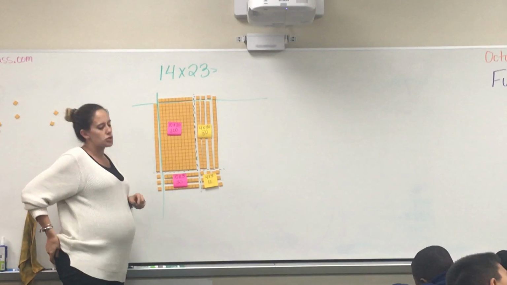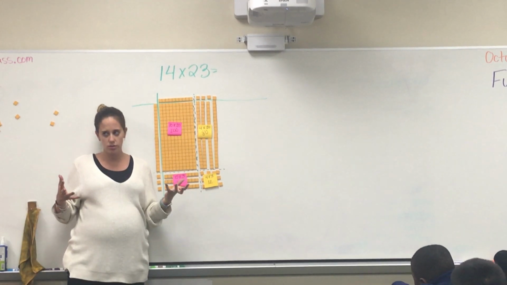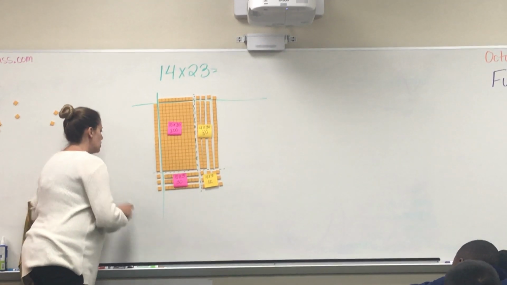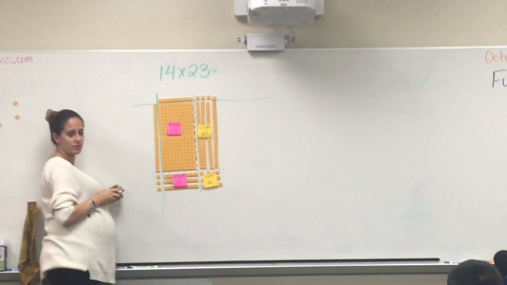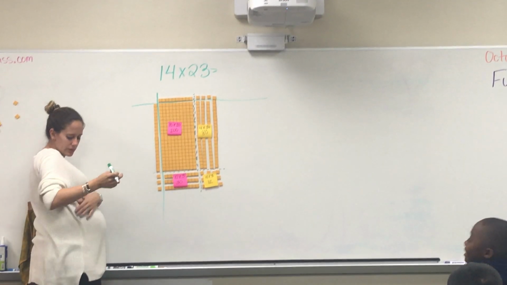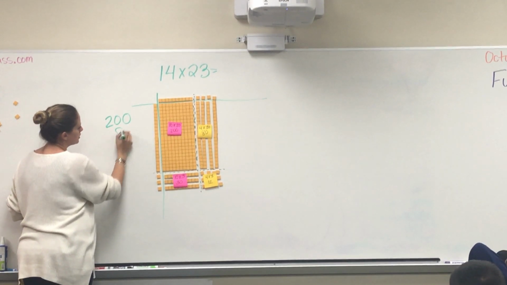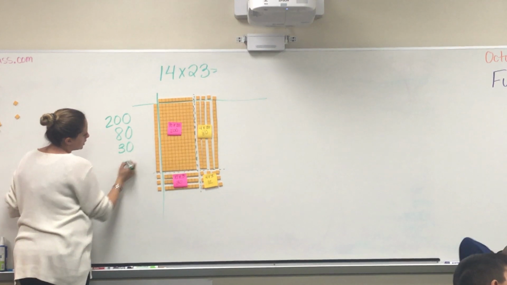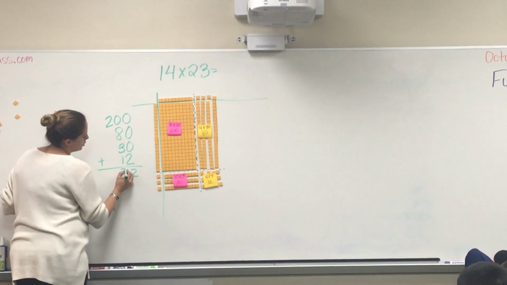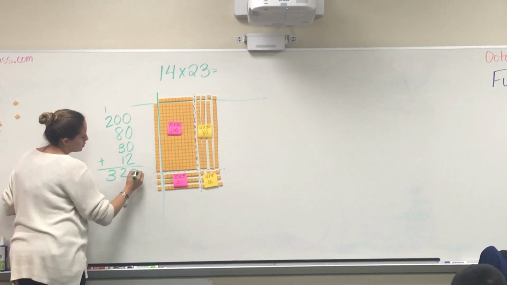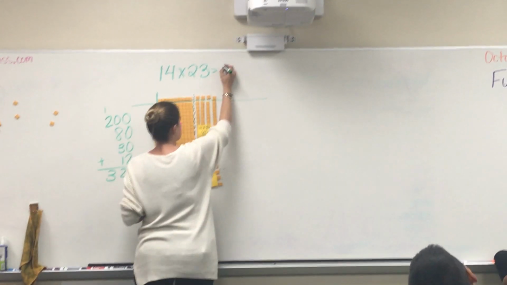Now, these are called my partial products. They're part of my product. Is it the whole answer? No, it's just part of my answer. So here, what do you think I need to do with 280, 30, and 12? Add them up. 280, 30, 12. 322. Okay. Guess what? That is the answer.